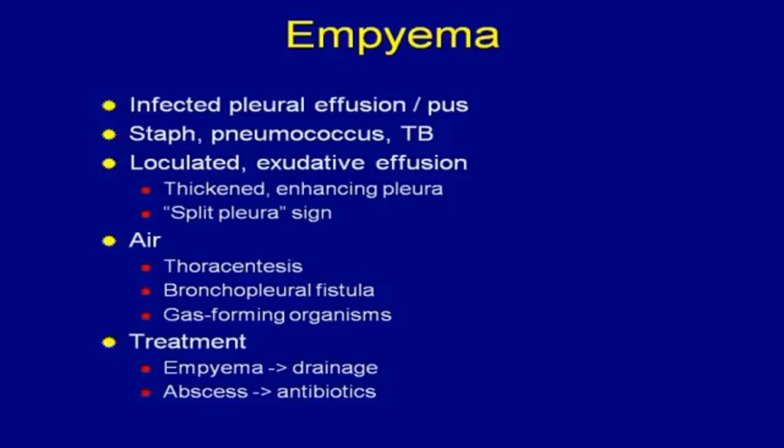You get a cavitary pneumonia, it perforates into the pleural space, you get infected pleura, and you have a communication between the bronchus, the cavity, and the pleura, so that may produce air. And then rarely you see gas-producing organisms, but this is by far the rarest. And the treatment has got to be drainage in the vast majority of cases, as opposed to a lung abscess where you absolutely do not want to drain it, and you give antibiotics only.